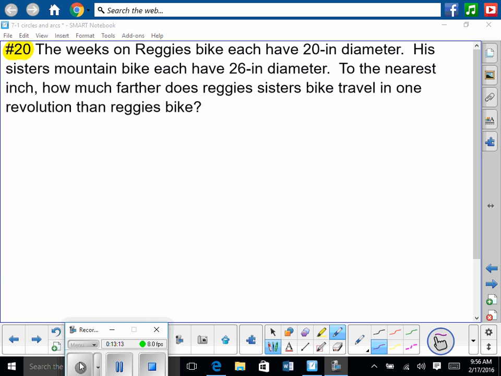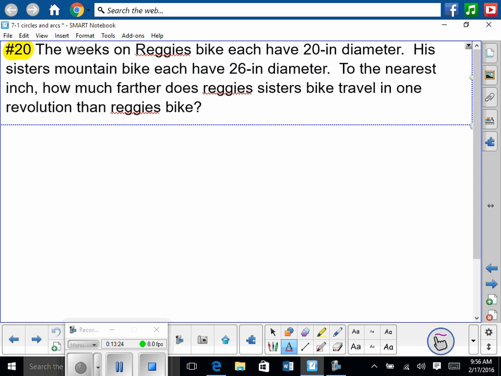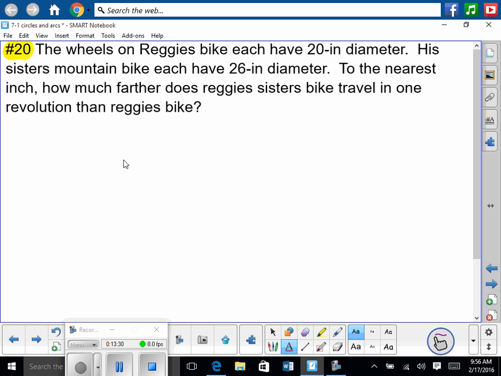Okay, number 20. It says the wheels on Reggie's bike each have a 20-inch diameter. His sister's mountain bike wheels each have a 26-inch diameter. To the nearest inch, how much farther does Reggie's sister's bike travel in one revolution than Reggie's bike?